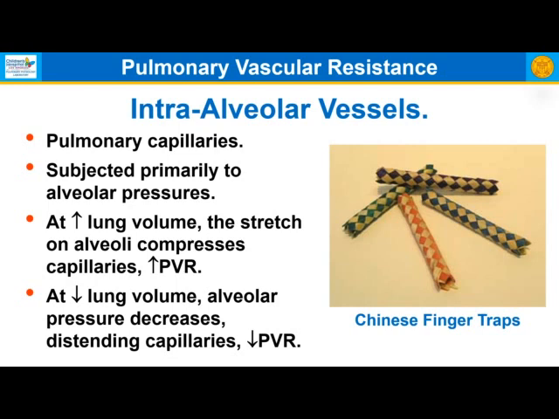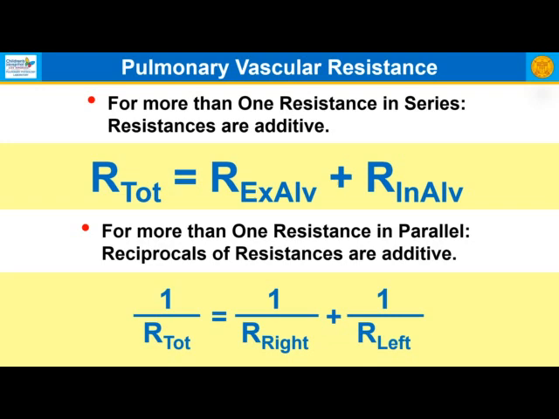So just like these finger traps, if you put your fingers in and pull, they collapse on your finger and essentially decrease in caliber. At decreased lung volume, alveolar pressure decreases, distending capillaries and decreasing pulmonary vascular resistance. So with these traps, again, you put your fingers closer together, they enlarge, and you can pull your fingers out. So the pulmonary capillaries, intraalveolar vessels, work exactly like these Chinese finger traps.